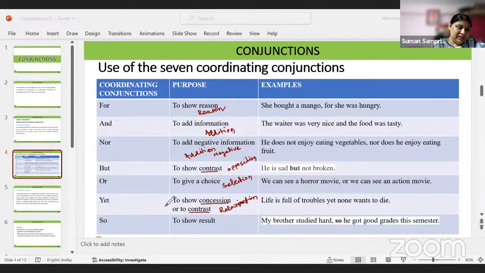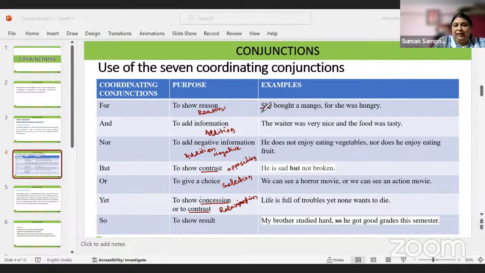"He's sick yet he attended the exam." Yes. "Yet" is used to show something unusual, not unexpected, but something unusual. Okay. Then "so", the last one, shows the result. Okay, see, you will find a difference between "for" and "so". What is the difference?